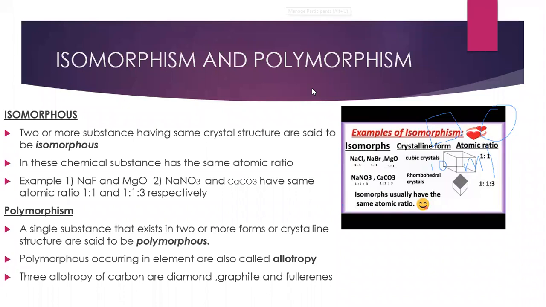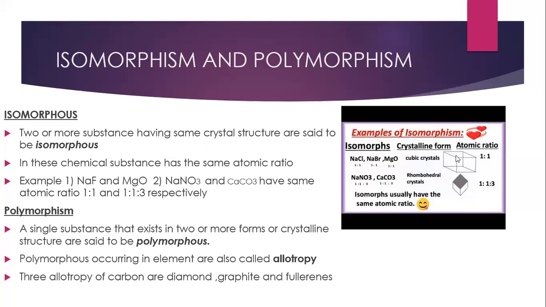Okay, so here if I take the example of NaCl, NaBr or MgO, here sodium is 1, chlorine is 1, means they have a 1:1 atomic ratio. In sodium bromide, 1:1. In magnesium oxide, 1:1. Means all these three have the same atomic ratio. So due to the same atomic ratio, they have the same crystal structure, that is a cubic structure. So this is called isomorphous.